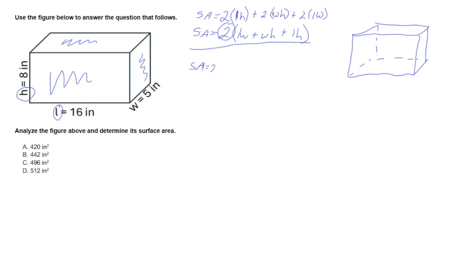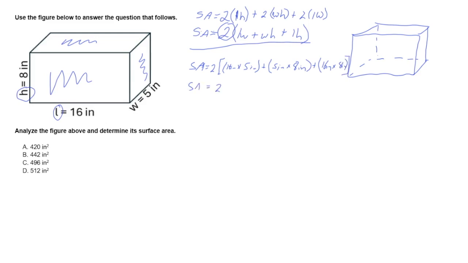So our surface area is equal to 2 times our length, which is 16 inches, times width, which is 5 inches, plus our width, which is 5 inches, times our height, which is 8 inches, plus our length of 16 inches, times our height of 8 inches. So now we just work through our math.